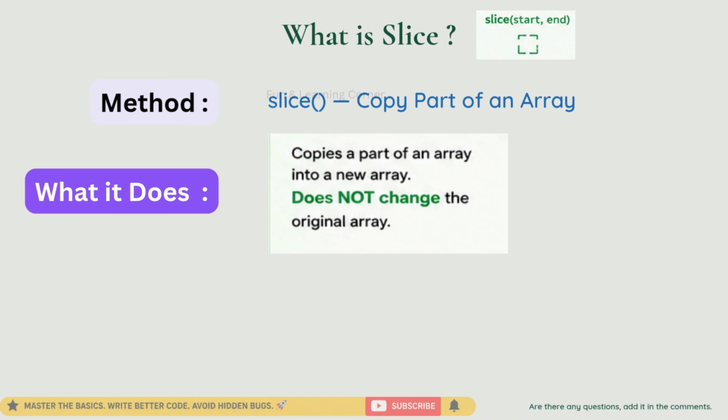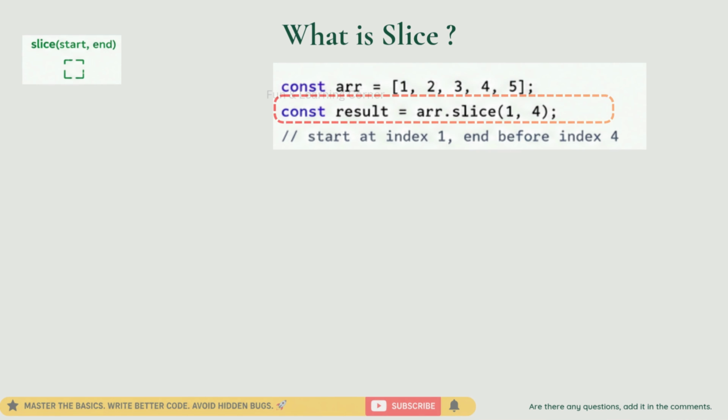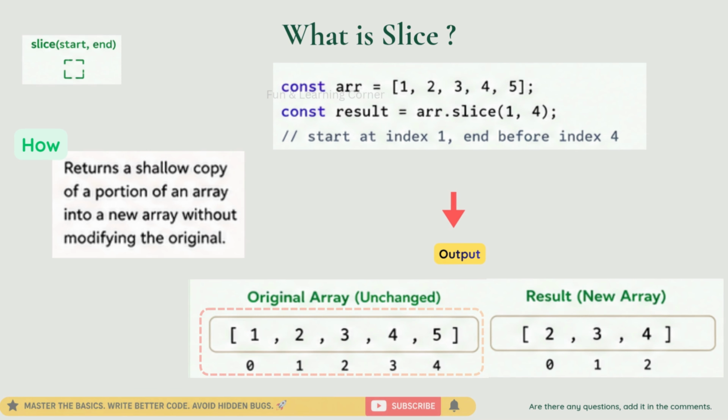Understanding slice. First is slice. Slice copies part of an array into a brand new array. The best part? It does not change the original array. Example. Const result equals arr.slice(1, 4). Result becomes 2, 3, 4.